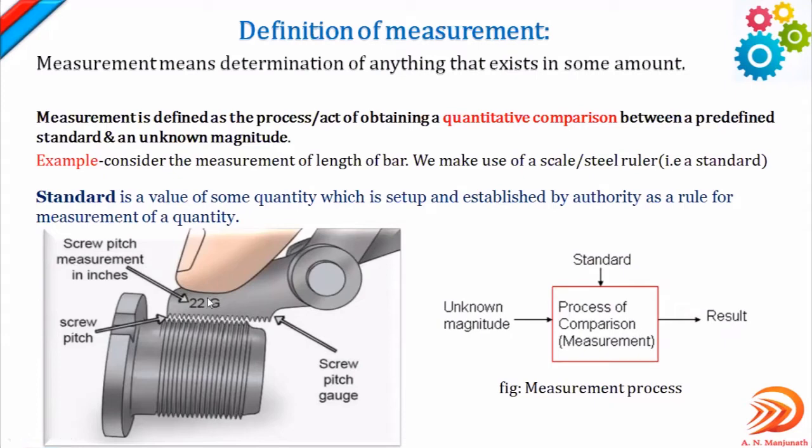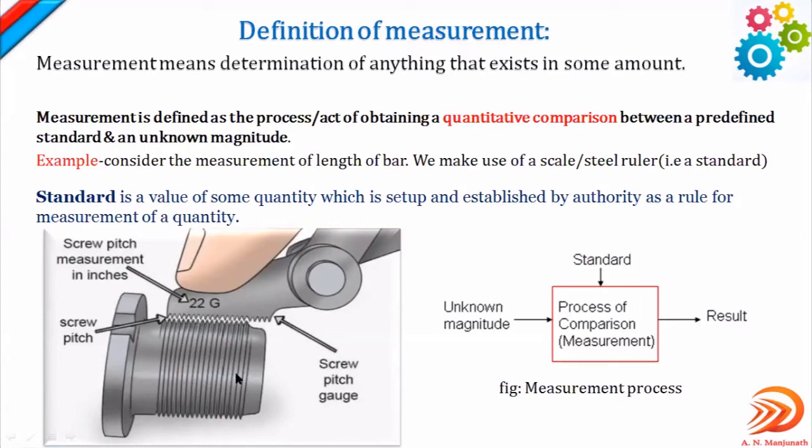You can observe in this image, this instrument here is shown. It is the pitch gauge, a screw pitch gauge. This is a standard. A pitch gauge is a measuring instrument, right? This pitch gauge has a number of scales or blades like this, each one having the tooth profile with the numbers. You can observe over here, right? So this is a standard, and this is the component, an unknown magnitude, a screw.